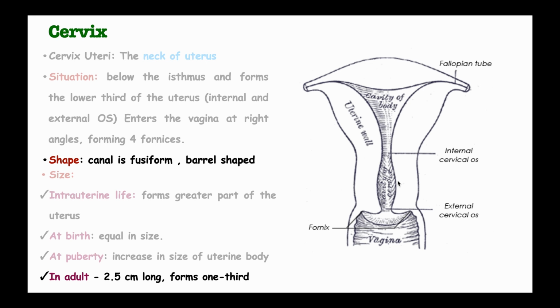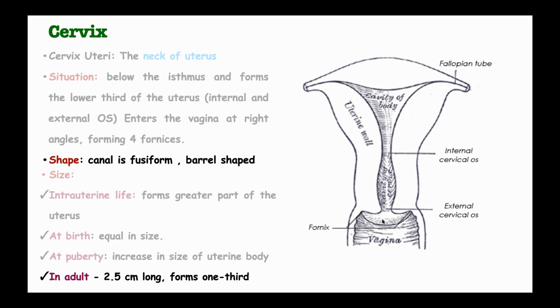As we can see, it is situated below the isthmus. The isthmus is the narrowest constricted part of the uterus, and it separates the cervical canal, or the cervix, from the body of the uterus. So this is where the cervix is situated, and you can see that it is entering the vagina at a right angle.